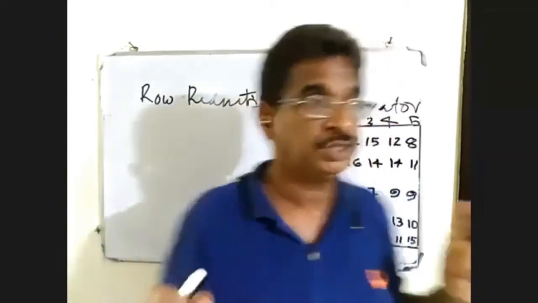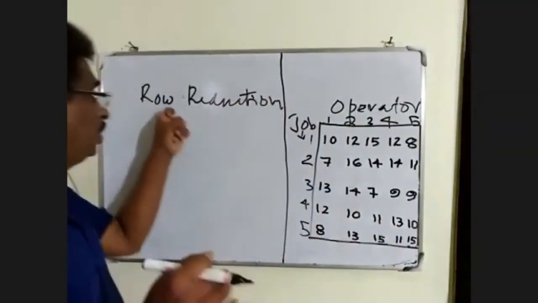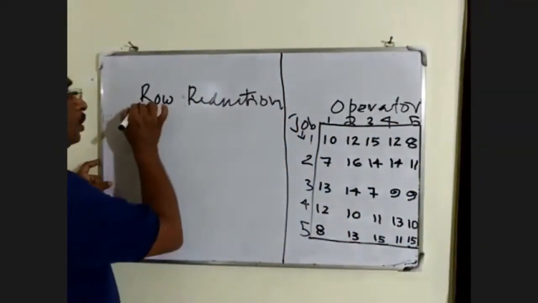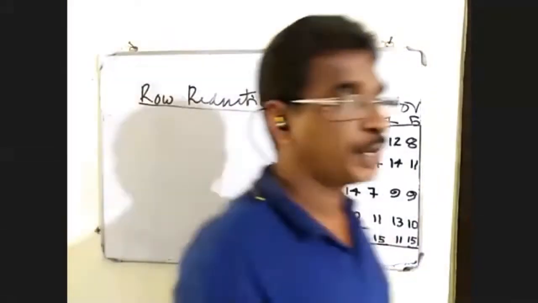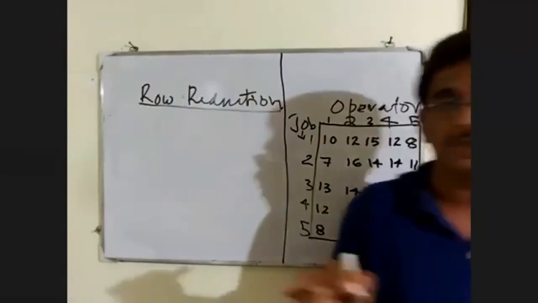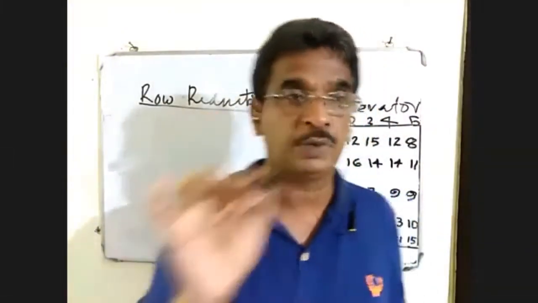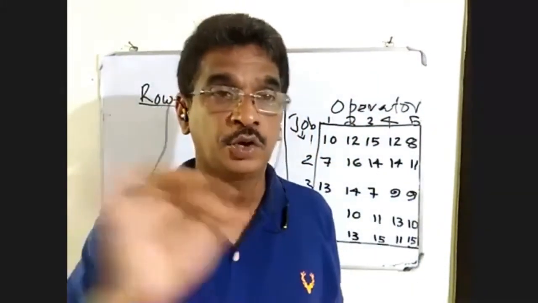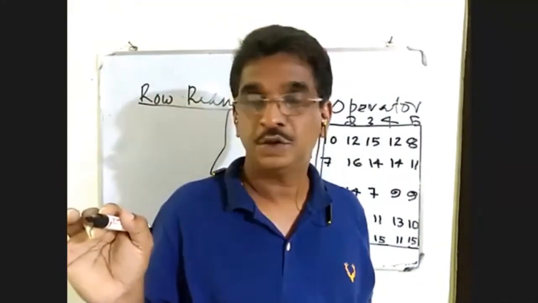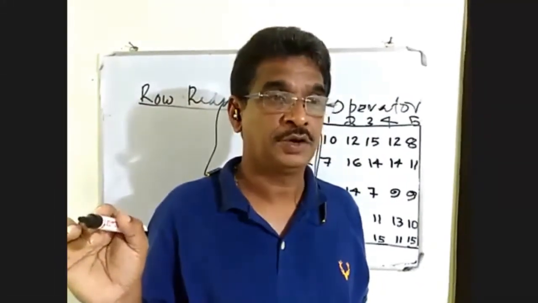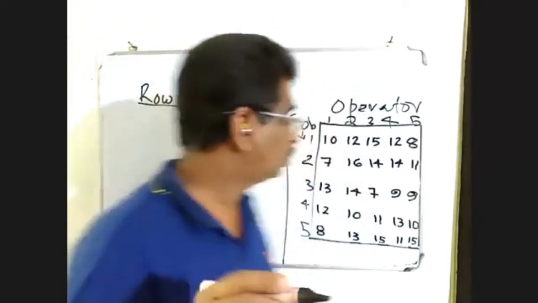The first step is row reduction. Step number one: row reduction. Clear? You can put step number one, row reduction. Have you written? Yes or no? Yes, sir. Row reduction, completed.